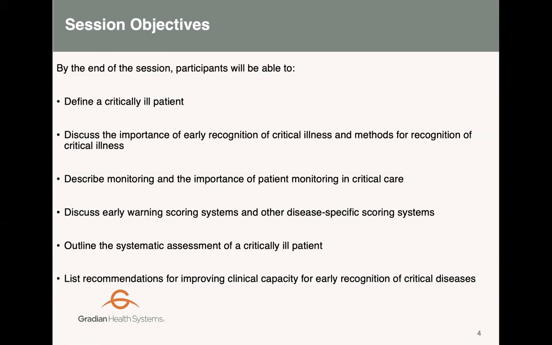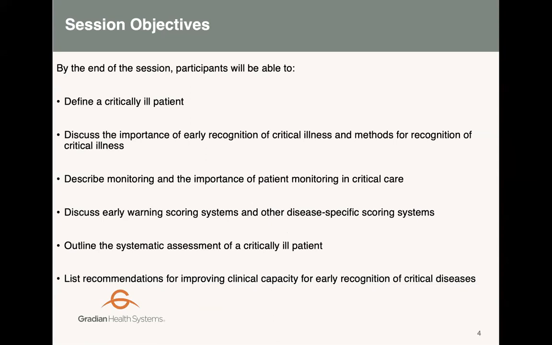So today, once again, we have chosen a very important topic, a topic that affects all of us, irrespective of the country, irrespective of the facility you work from. We all take care of very sick patients, or we've seen a patient who is deteriorating. So today's session objectives: at the end of this session, we should be able to define a critically ill patient. We should also be able to discuss the importance of early recognition of a critically ill patient, as well as some of the methods that we can use to recognize a patient that's deteriorating or developing critical illness.